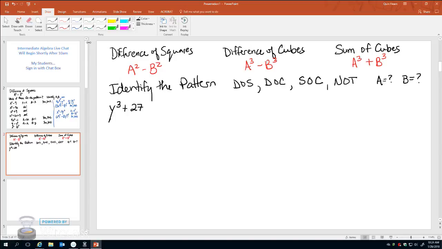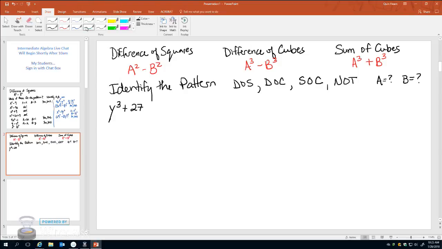Notice that these three patterns that we're looking at right now are all binomials. They all have two terms. And this one has two terms, so far so good. It might fit one of the patterns. We have two patterns with subtraction, the difference of squares and the difference of cubes, and one with addition. So the only way this one could fit one of these patterns is if it fits the sum of cubes. So let's see if it does.